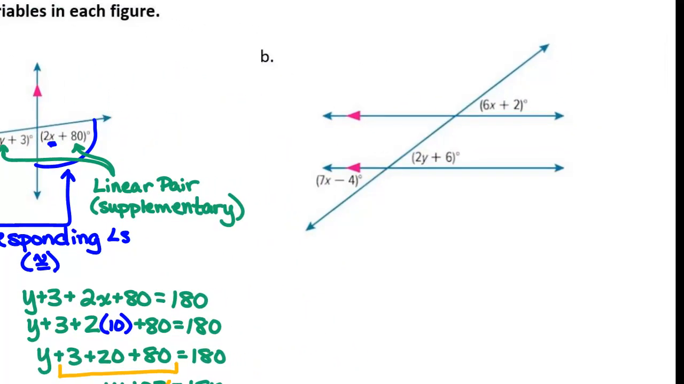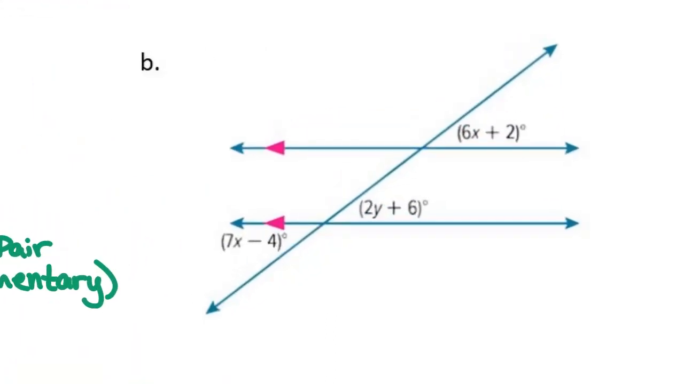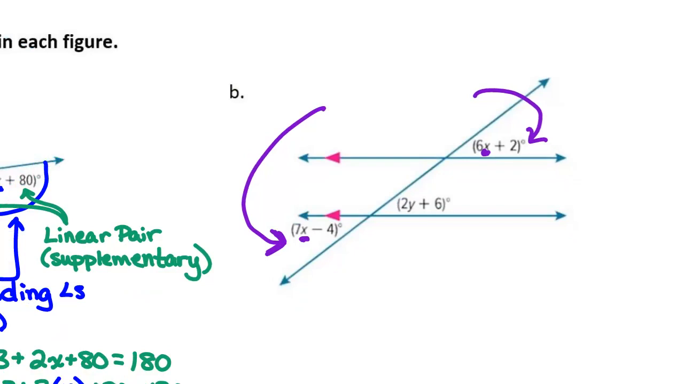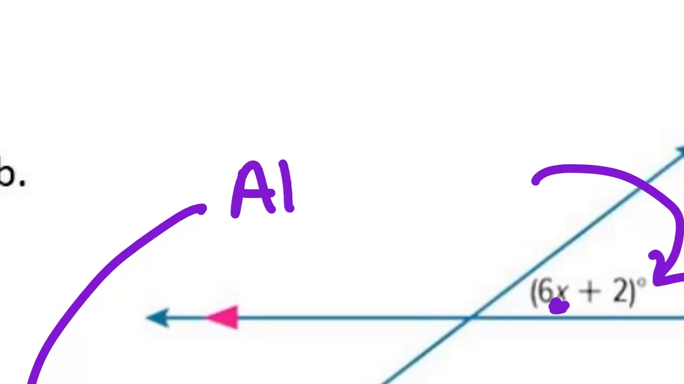Part B, we need to solve for our variables. How many variables are there in part B? 2. We've got x and y. There's an x here and an x here. These two angles right here form a special pair. What do I call those two angles that both have the x in it? What do I call that pair? Alternate exterior angles.